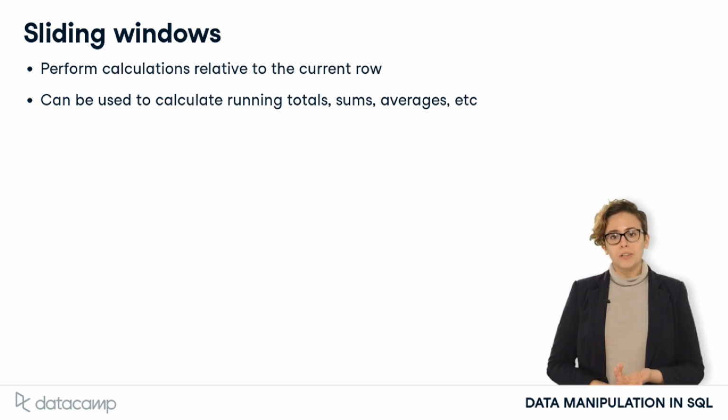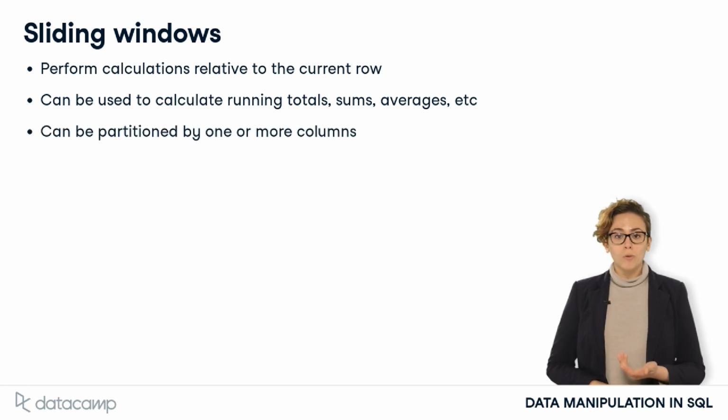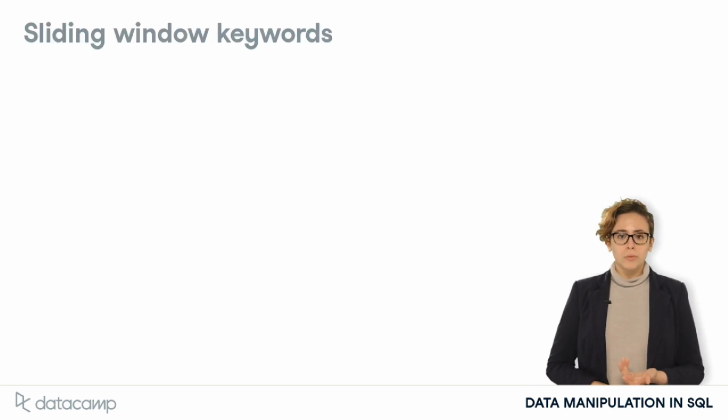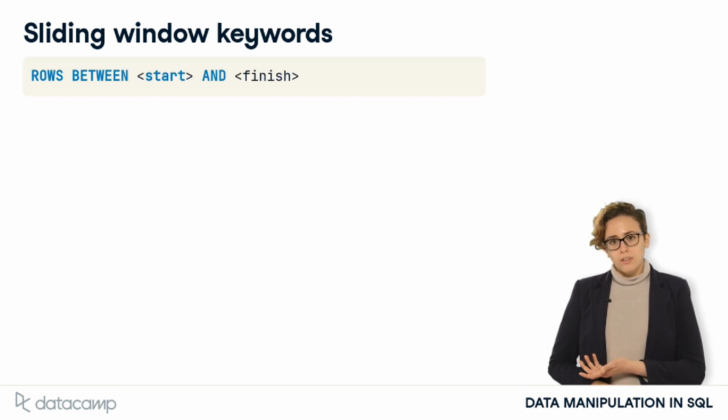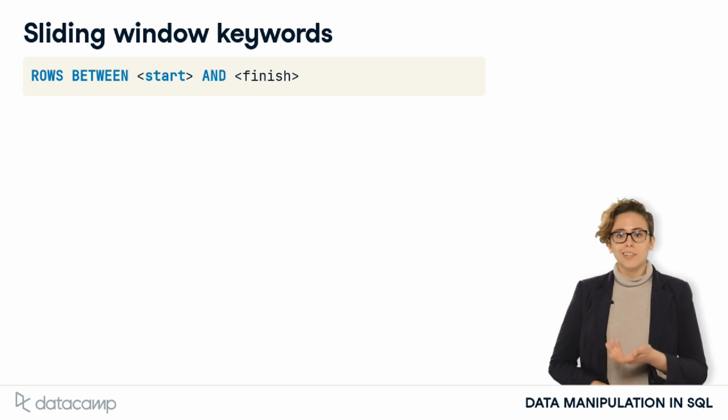A sliding window calculation can also be partitioned by one or more columns, just like a non-sliding window. A sliding window function contains specific functions within the over clause to specify the data you want to use in your calculations. The general syntax looks like this. You use the phrase rows between to indicate that you plan on slicing information in your window function for each row in the dataset. And then you specify the starting and finishing point of the calculation.